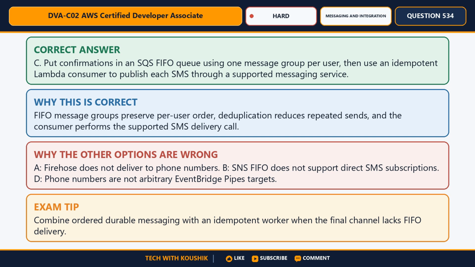A. Firehose does not deliver to phone numbers. B. SNS FIFO does not support direct SMS subscriptions. D. Phone numbers are not arbitrary EventBridge Pipes targets. Exam tip. Combine ordered durable messaging with an idempotent worker when the final channel lacks FIFO delivery.